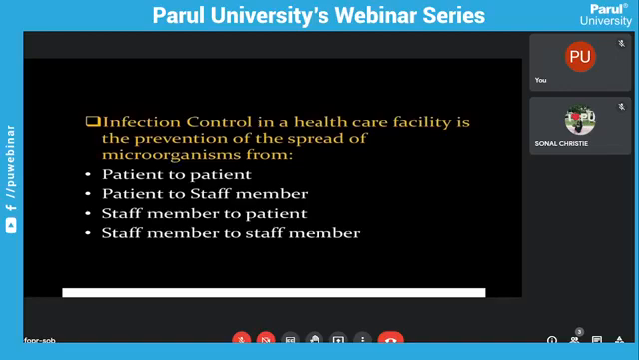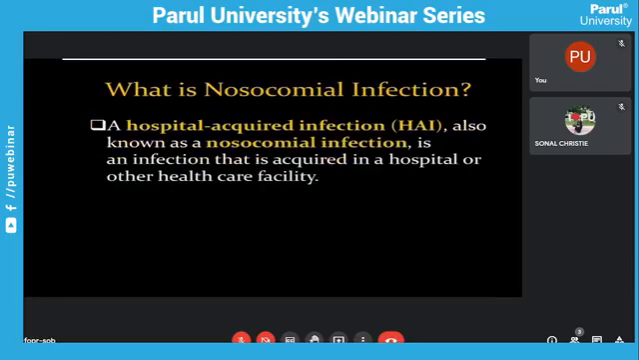Then next, what is nosocomial infection? A hospital-acquired infection, also known as nosocomial infection. Another name for nosocomial infection is hospital-acquired infection. It is an infection that is acquired in a hospital or other healthcare facility. The patient gets the infection after admission to the hospital.